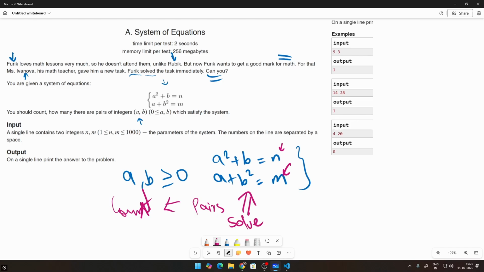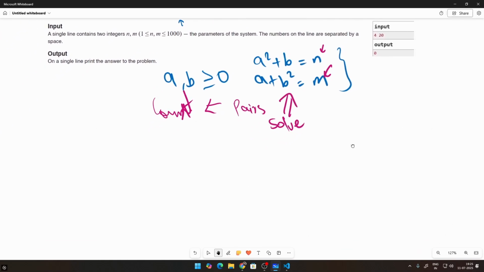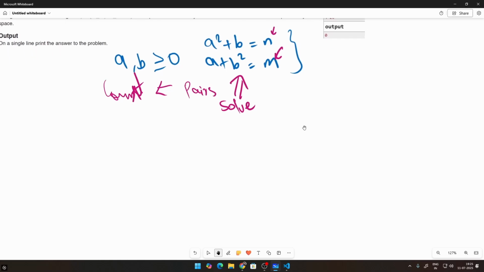Okay, that's it. So we will be given what n and m are. Then we have to solve for the possible values of a and b, count the number of such values, and print this to the user. How do you solve this? Is it looking a bit tricky? Yes. Okay, let's demystify a lot of this because then it'll make much more sense, I swear.